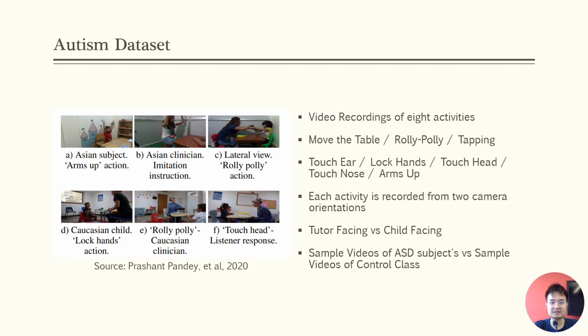The second dataset has video recordings of 8 activities. Each activity is recorded from 2 camera orientations. On the slides, you can see different kinds of activities being recorded in the dataset. One of the challenges in the dataset is that videos record both the tutor's facing and the children's facing. The 2 classes in the dataset are more different and better distinguished.